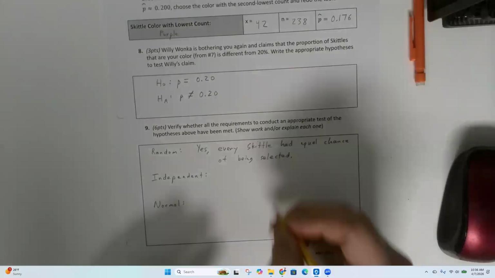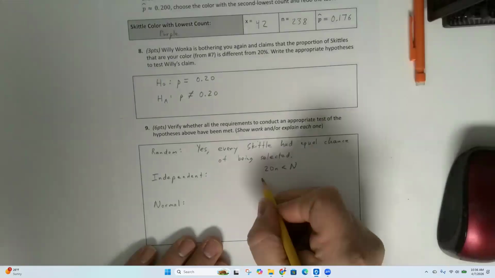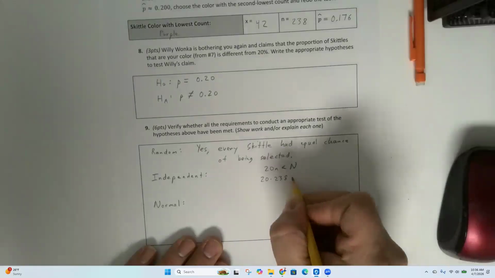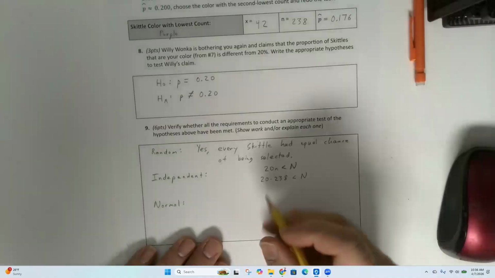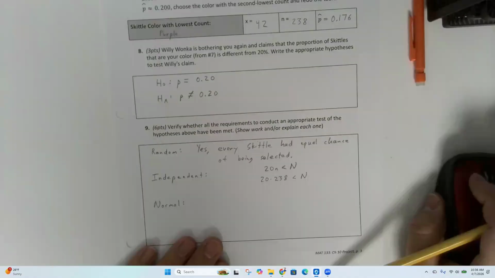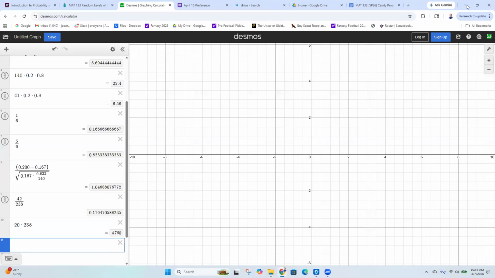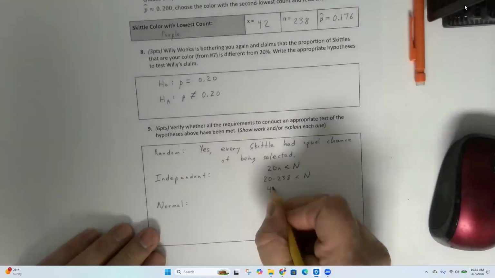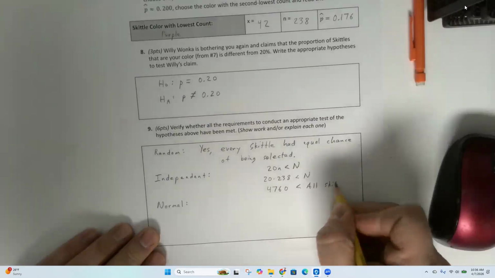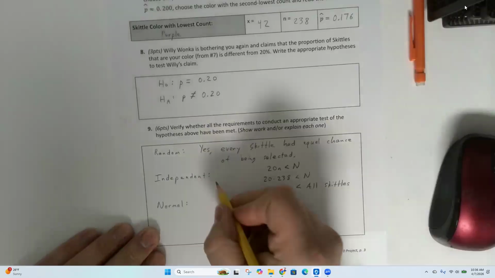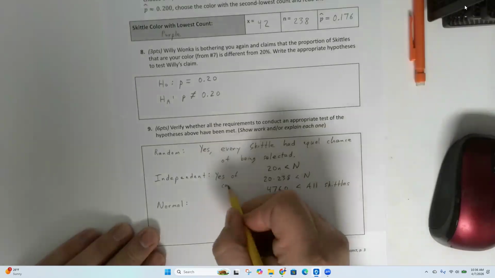Independent. You need to check this. My N is 238. 20 times 238. I need to calculate. 4760. Less than all Skittles. Yep, for sure, right? There's trillions of Skittles, right? Yes, of course. For sure.